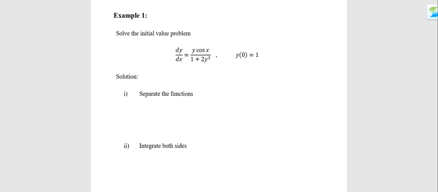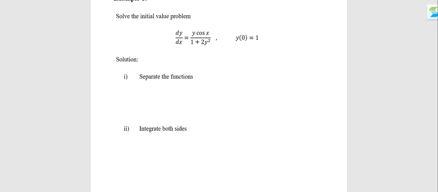Okay, example 1, solve the initial value problem. Okay, but from here you know that to solve the initial value problem you can use the separable equation. So firstly you need to separate the function. So you will get 1 plus 2y square over y dy equals cos x dx, right? So after that you need to integrate both sides.